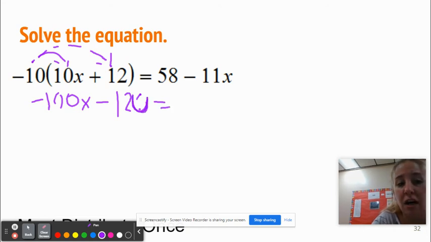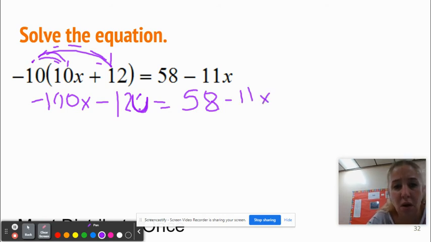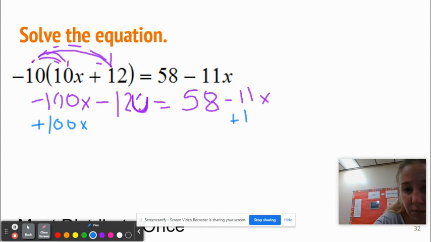And then since this negative 10 only distributes into the parentheses, this never got touched. And there you have it. So, like I said, I prefer having positive coefficients. It really doesn't make much of a difference. I'm going to add 100x to both sides.